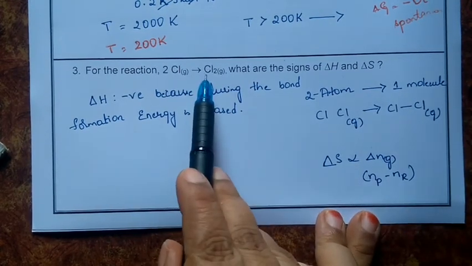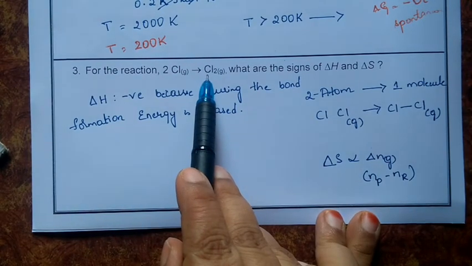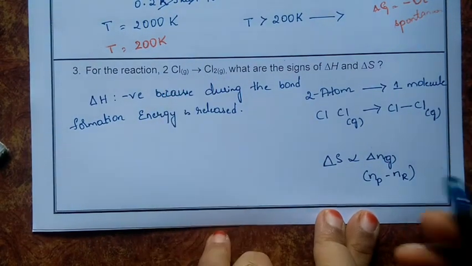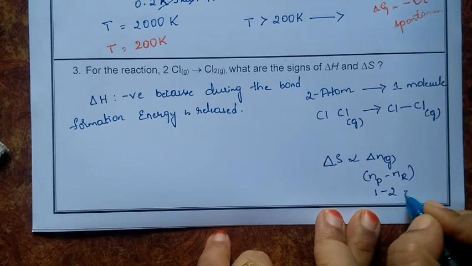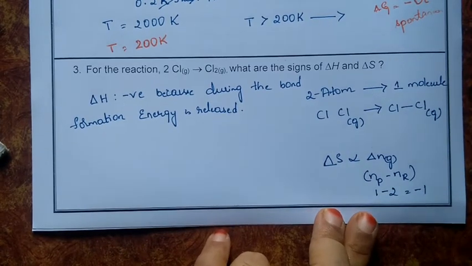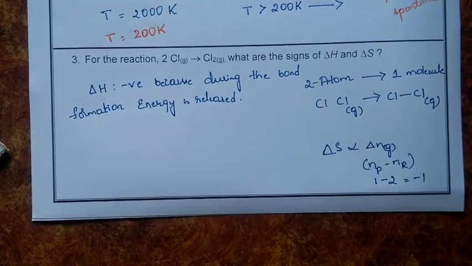How many moles of product do we have? It is 1 and the reactant is 2. So 1 minus 2 equals minus 1. That is nothing but delta S is negative. Clear? Or else you can also observe.